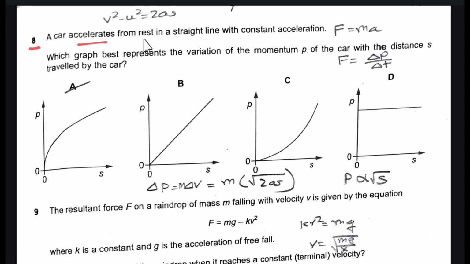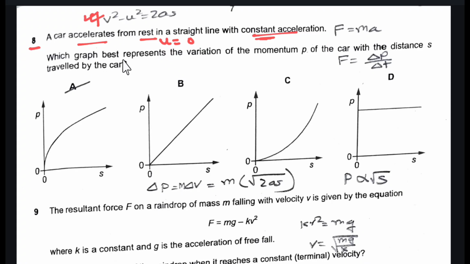8. A car accelerates from rest, that means velocity is equal to 0, that is u equals 0, in a straight line with a constant acceleration. Whenever the acceleration is constant, we can use equations such as v square minus u square is equal to 2as, v is equal to u plus at, s is equal to ut plus half at square. So as acceleration is constant, we can use these equations.